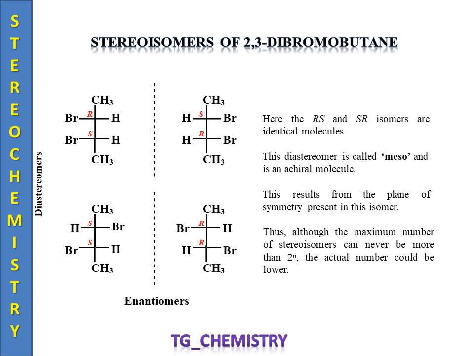Thus, although the number of stereoisomers can never be more than 2 to the power n, in fact, the actual number could be lower than that. And here also for 2,3-dibromobutane, you can see from the Fischer projection formulas the four possible stereoisomers, the two which are diastereomers to each other. Similarly, there is the pair of enantiomers of this stereoisomer of 2,3-dibromobutane as well.